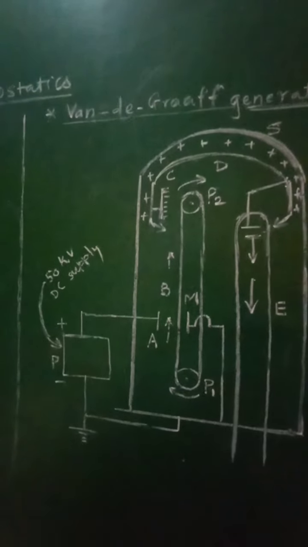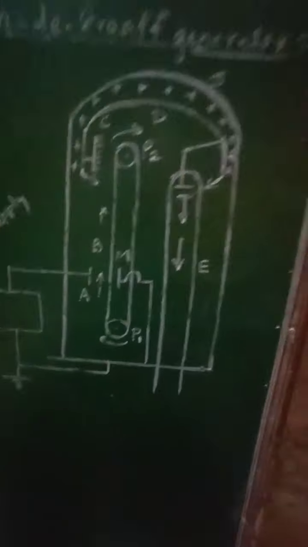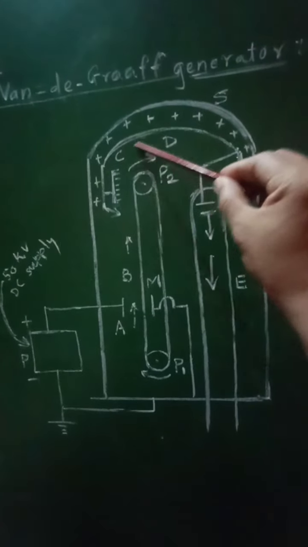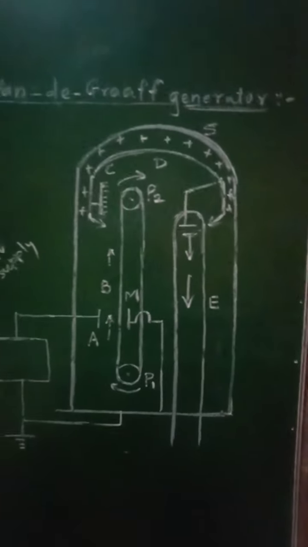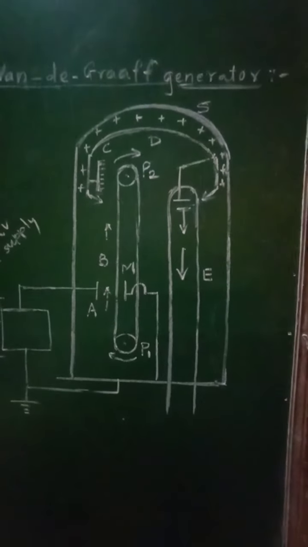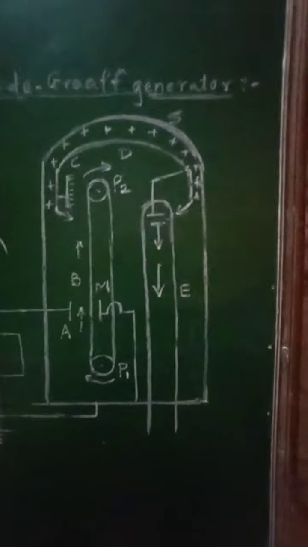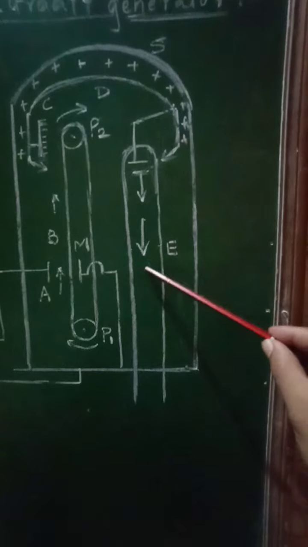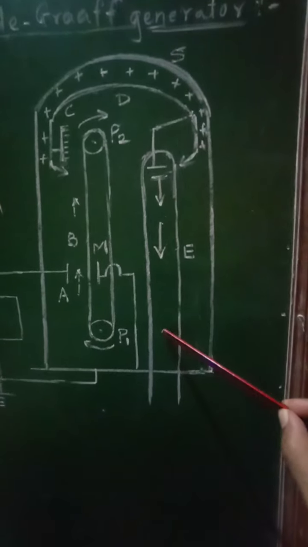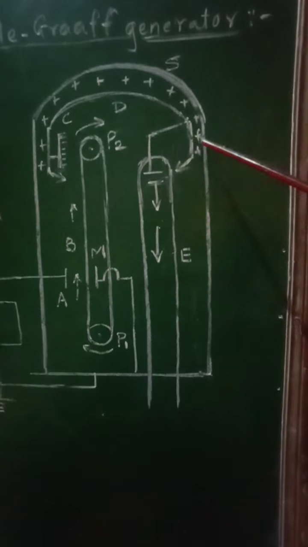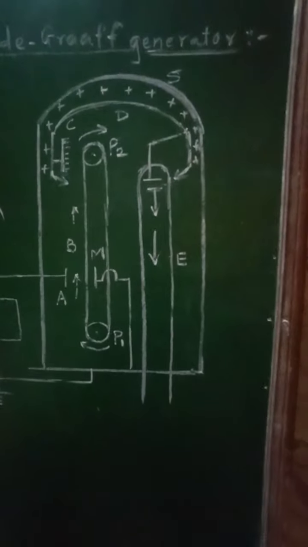Then D is a plate having a dome shaped hollow conductor. It is the dome shaped hollow conductor D on whose outer surface the charges will be collected or deposited. Then E is an evacuated accelerating tube. Inside it positive charges will be created, and due to the potential of this positive charge, these positive charges inside this tube will be accelerated.